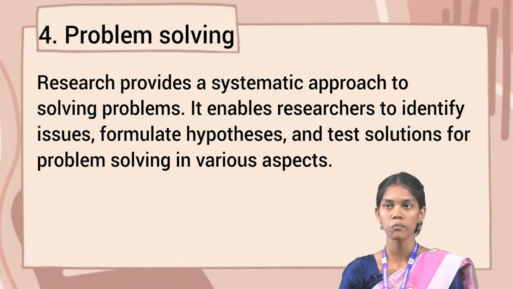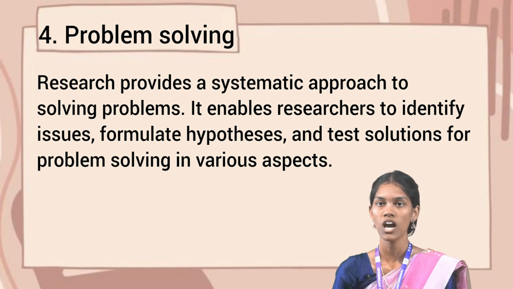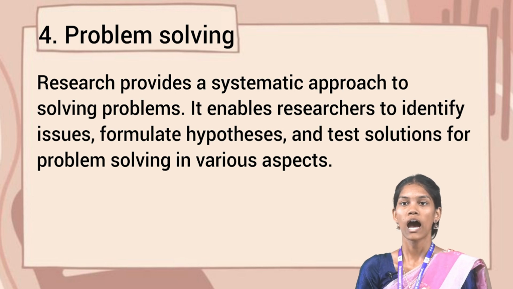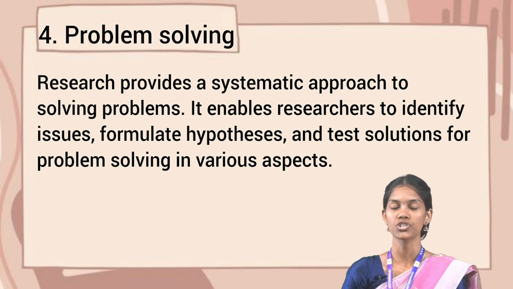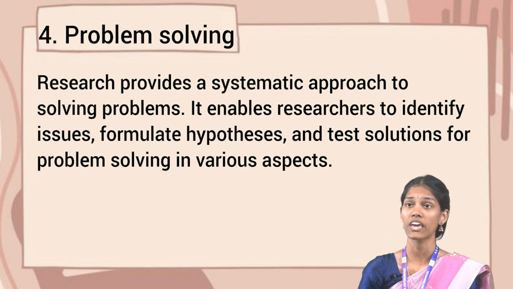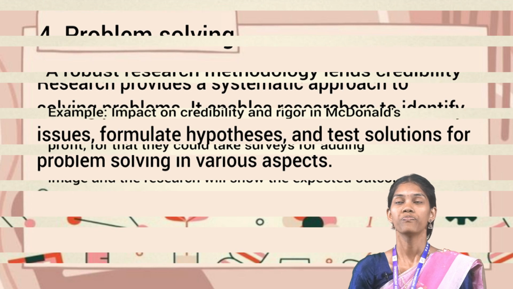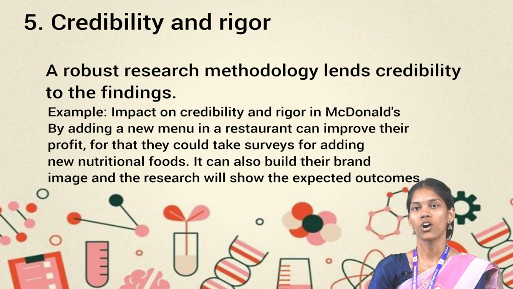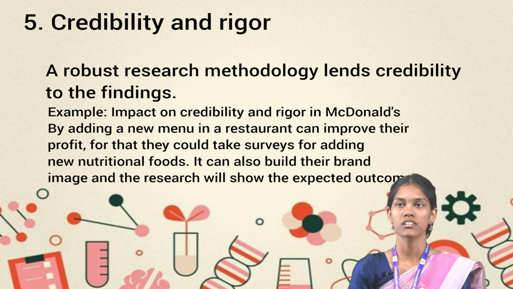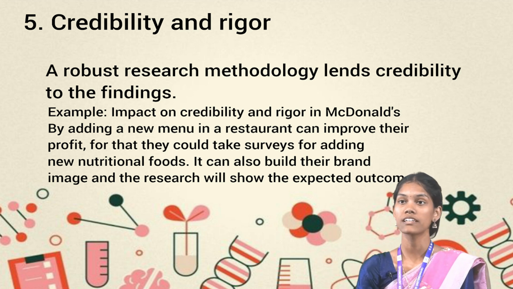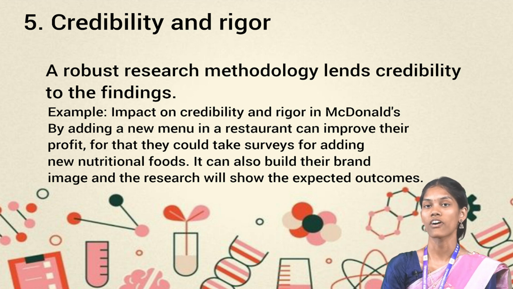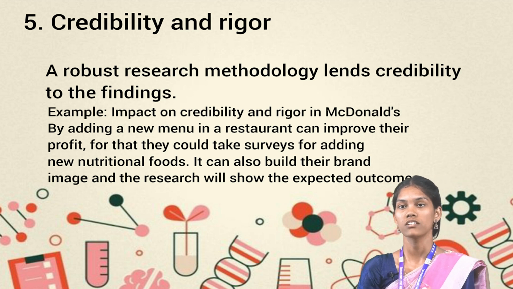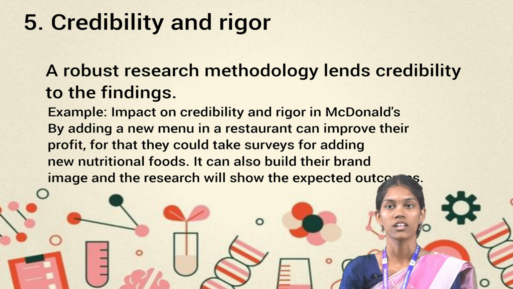It enables researchers to identify issues, formulate hypotheses, and test solutions for problem solving in various departments. Next one is credibility and rigor. A robust research method lends credibility to the findings. Example, impact on credibility and rigor in McDonald's.